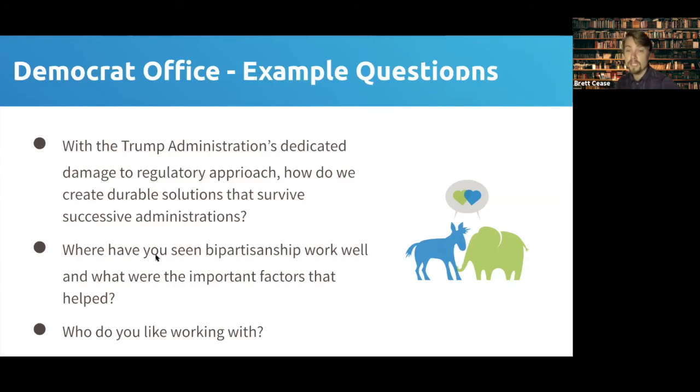Where have you seen that active, though? Where have you seen it work well? And what were the important factors that enabled that bipartisanship that we might try to recreate? Great questions that you might want to consider adding as well.